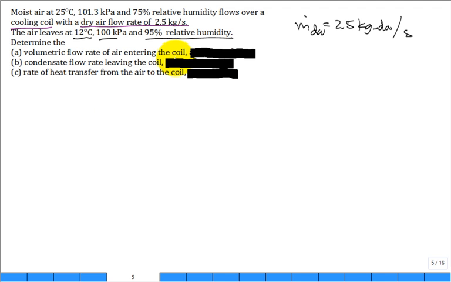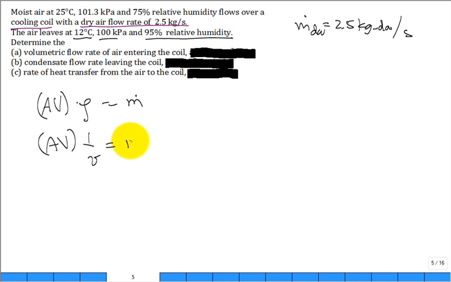So anyway, you have that the volumetric flow rate times the mass density is the mass flow rate, or the volumetric flow rate divided by the specific volume is the mass flow rate. This time we're given the mass flow rate, so the volumetric flow rate is equal to the mass flow rate times the specific volume. You are absolutely correct. That's the right equation to use.